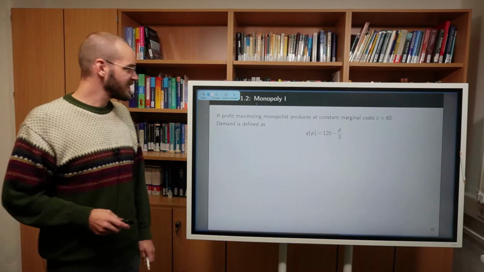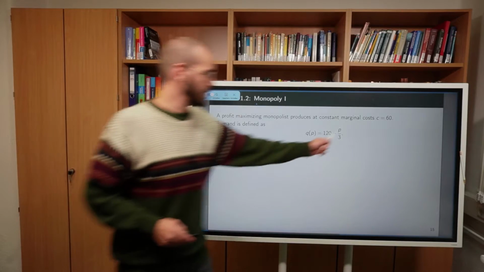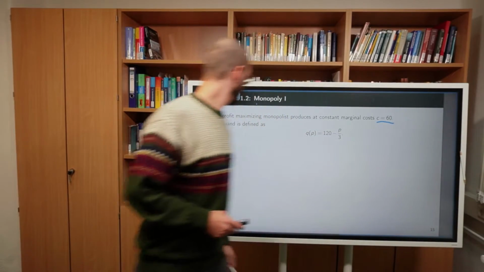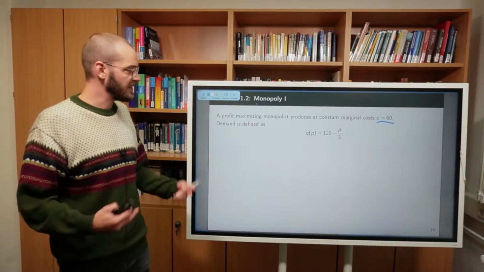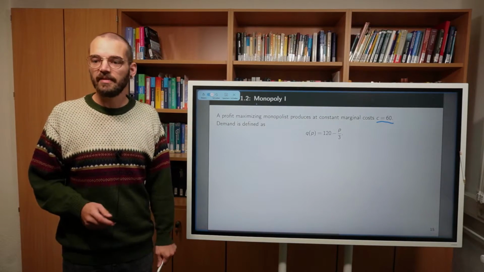A profit maximizing monopolist produces at constant marginal costs, so lower case c equals 60. And the demand function is defined as Q as a function of P equals 120 minus P divided by 3.